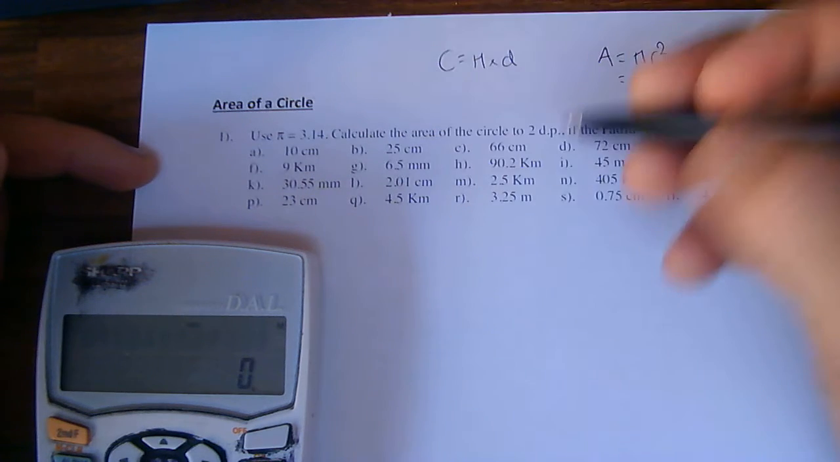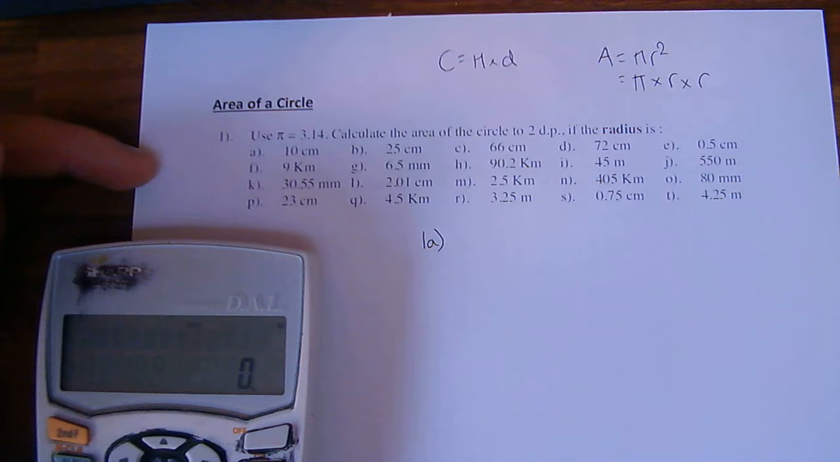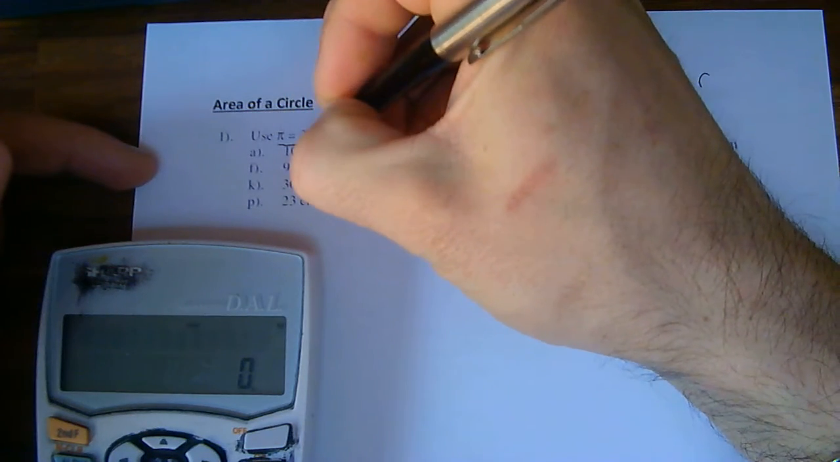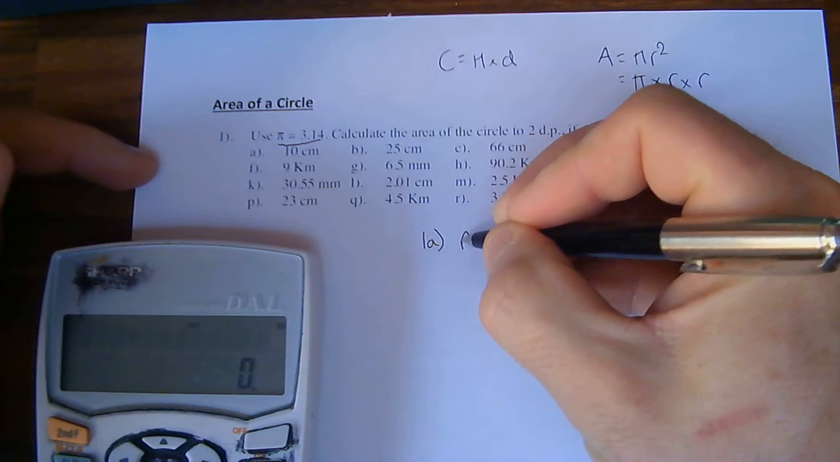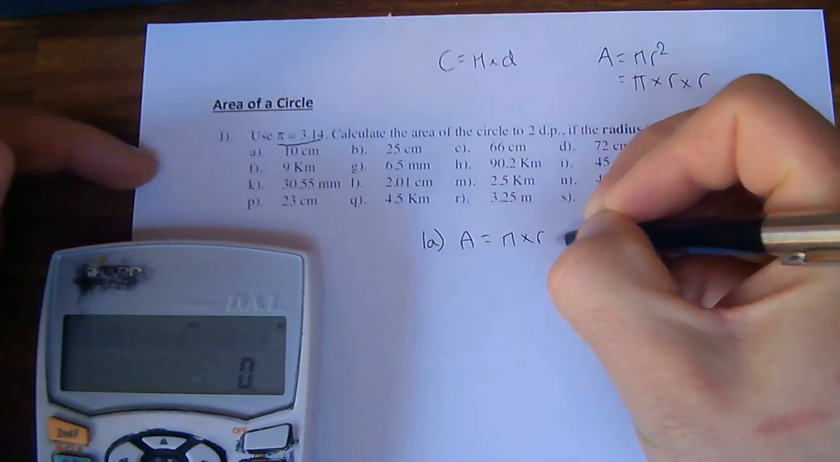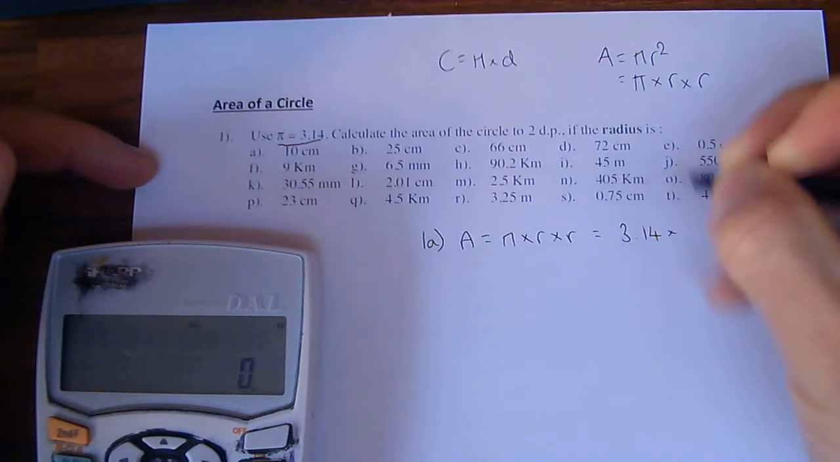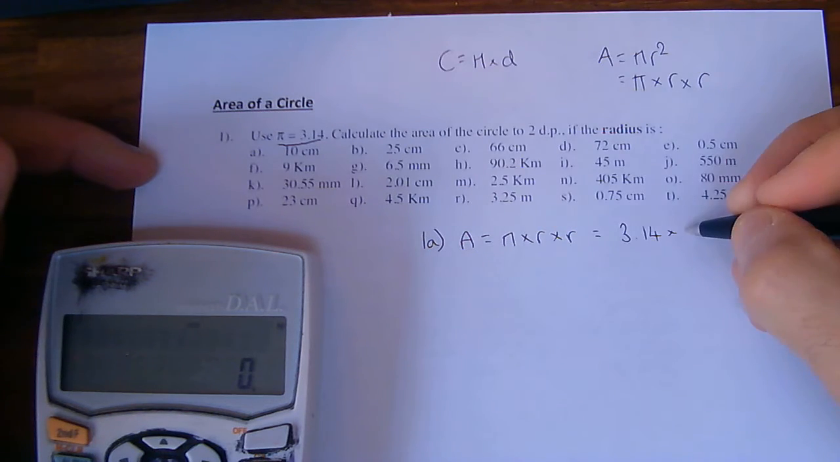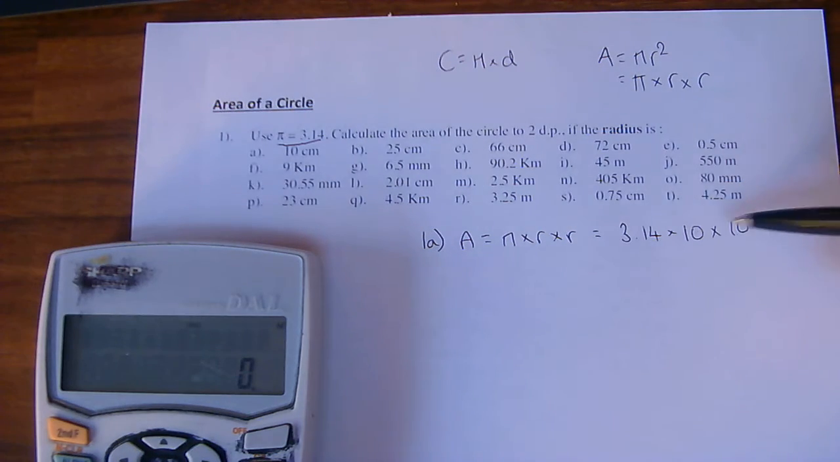So question 1, I'm going to start with 1a. This is what I'm expecting to see as you go through and work it out. We're using pi is 3.14, says that up here. My first one is I've got a radius of 10. So my area equals pi times radius squared. Well, that's 3.14, and in this case we know our radius is 10, so times 10 times 10. Now this doesn't mean times 2 times 10. Squared, remember, is times by itself.